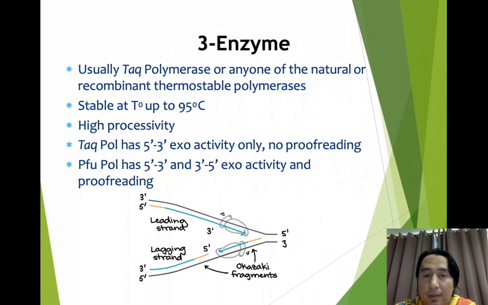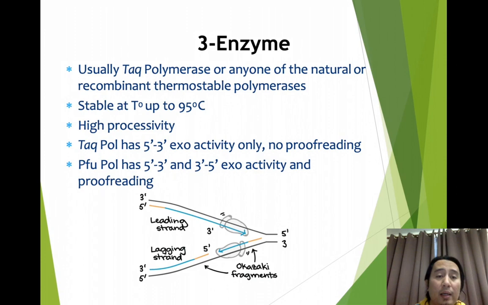Right. Then next, number three is the enzyme. Usually Taq polymerase or any of the natural or recombinant thermostable polymerases. We use a thermostable polymerase because it is stable up until 95 degrees. In PCR, to form single stranded DNA, we introduce a very high temperature of 95 degrees, so all the proteins involved in the PCR have to withstand such a high temperature, maximum 95 degrees. And it also has high processivity.